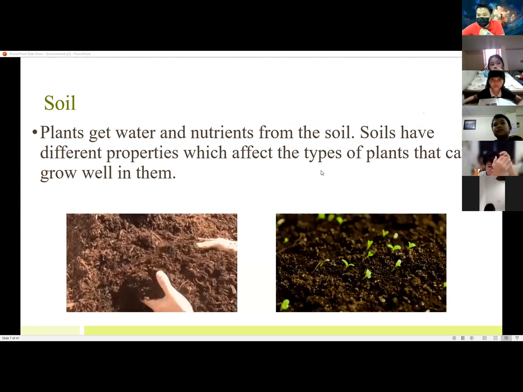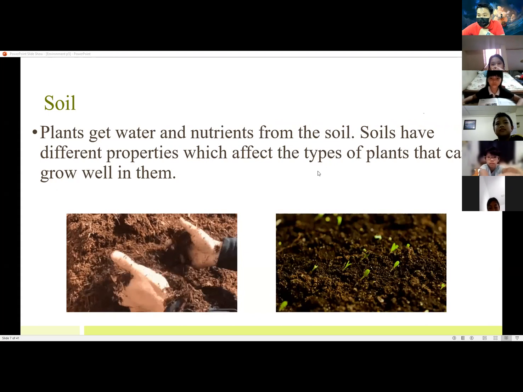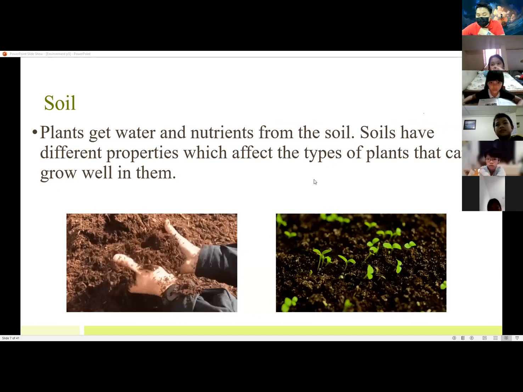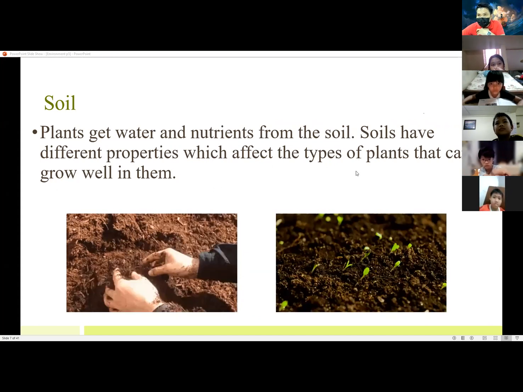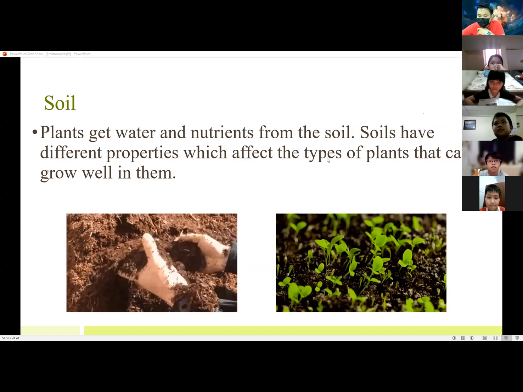It has three types of soil. We have the sandy soil, the loamy soil, and then the clay soil. So different plants can also grow in different soil.